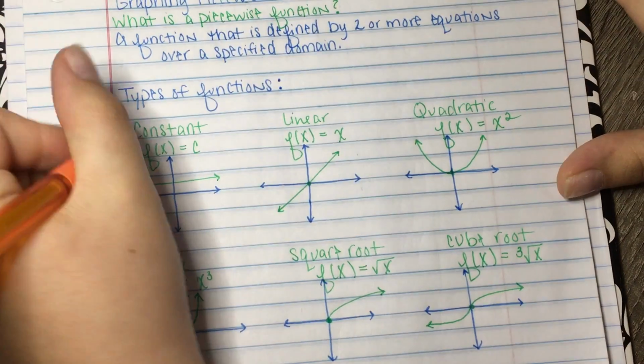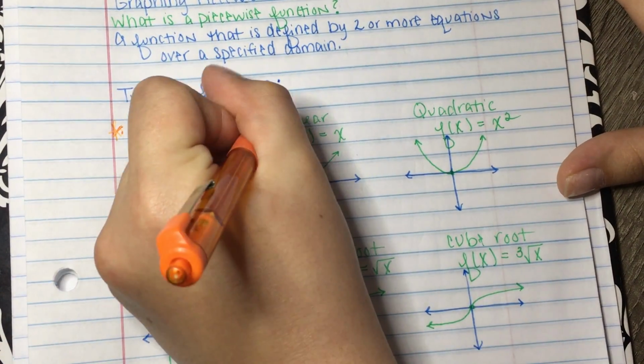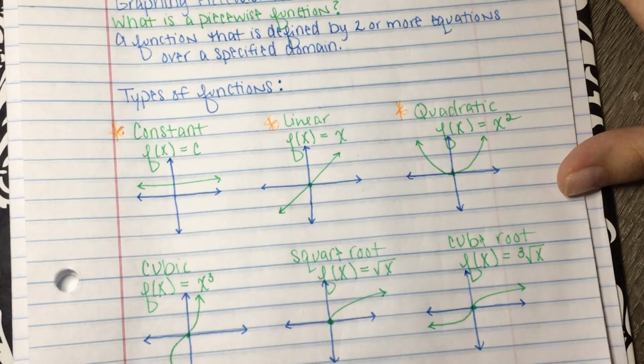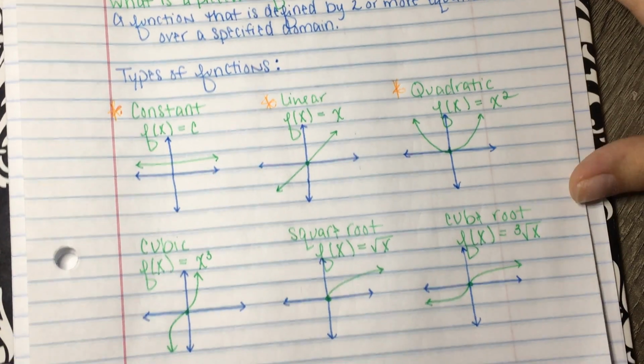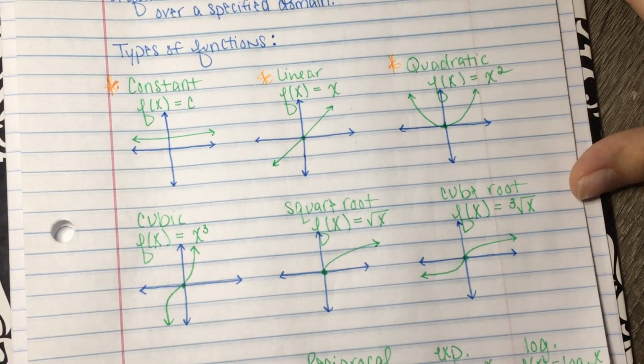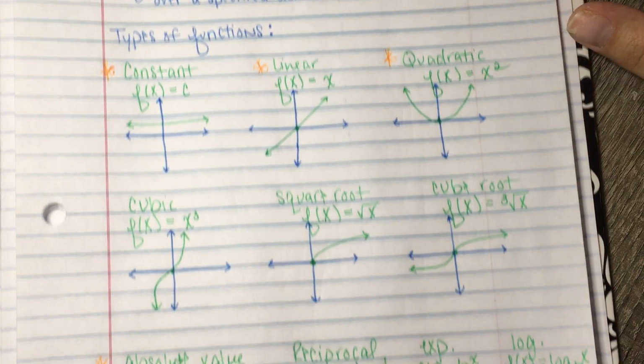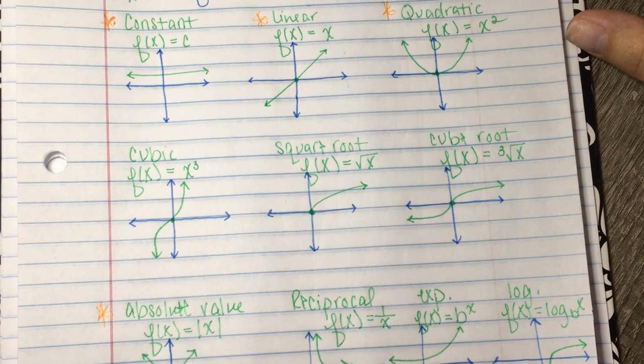For the most part, you're going to see here the constant function, the linear, the quadratic. I don't think I saw a cubic in the packet. I don't think I saw a square root or even a cube root. Definitely saw an absolute value. So we're really going to be focusing on these 4 here, and that's what we're going to be seeing in the packet.